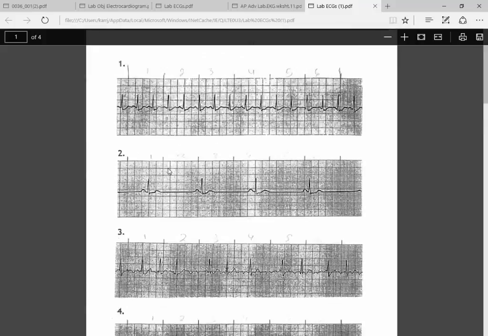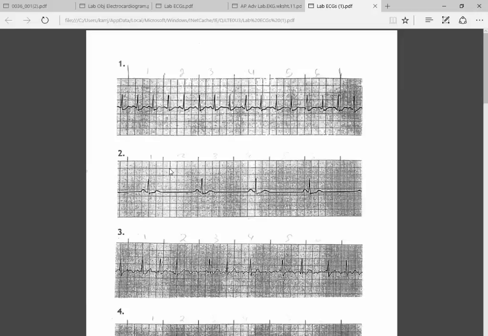All right, so rhythm number one. First thing to ask: is it regular or irregular? Yep, evenly spaced R waves, so yes, we would say that's regular. What did you come up with for a heart rate? 140 is correct. What method did you use for that? You can just block off five of these. Each five is 1 second, so if you block off six of them, count the number of R waves in those 6 seconds, you would get 14 multiplied by 10, 140.